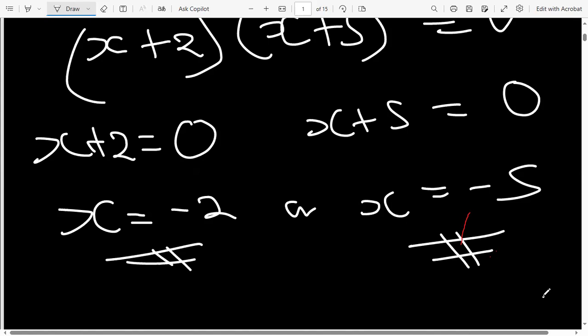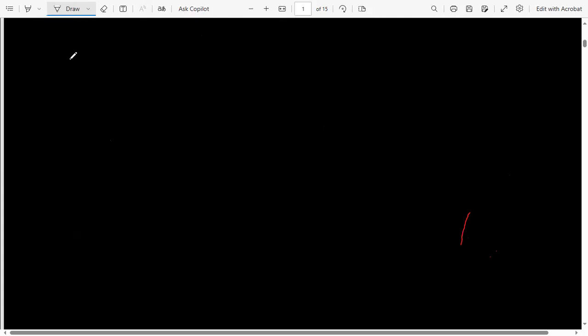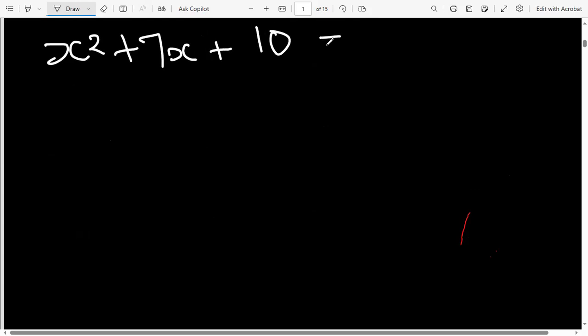We were using the factorization method. So now let's solve the same question, but using the quadratic formula. We see that it's going to give us the same answer. Okay, so what was my equation? My equation was x squared plus 7x and then plus 10 is equals to 0.